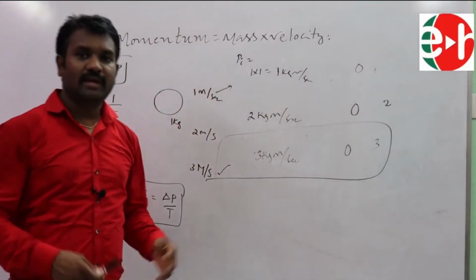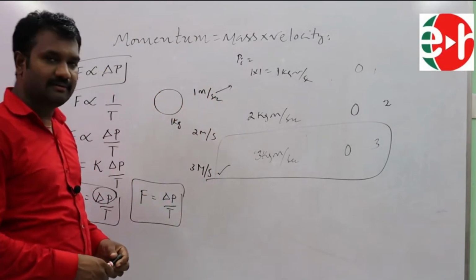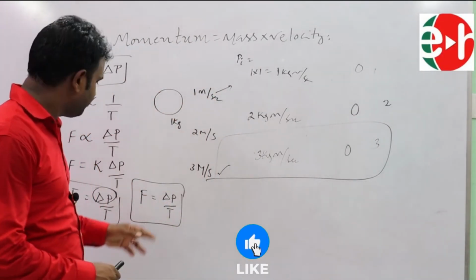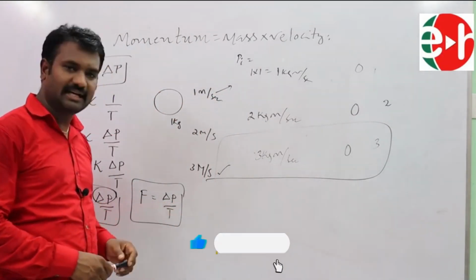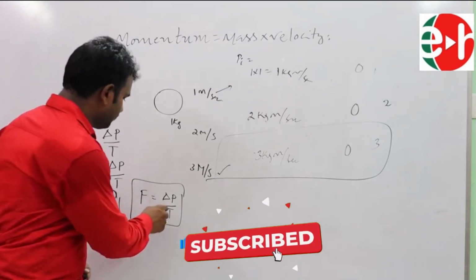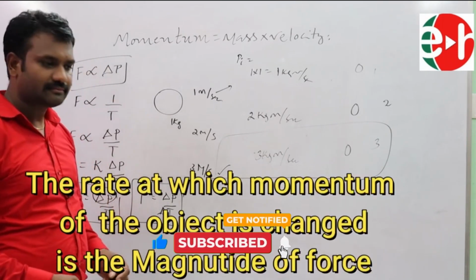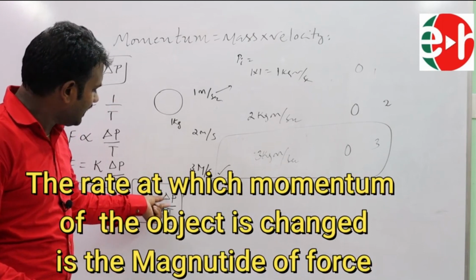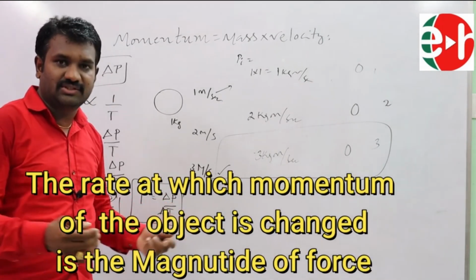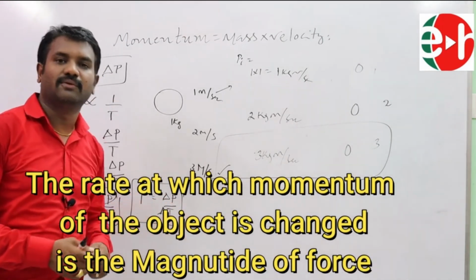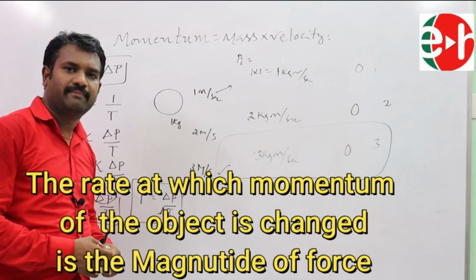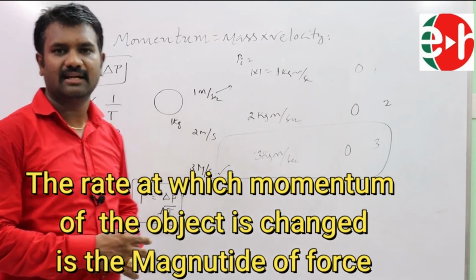Now see, we have arrived at one mathematical equation, that is F is equal to delta P by delta T, which is nothing but the rate at which the momentum is changed, which is our force. This is Newton's second law.